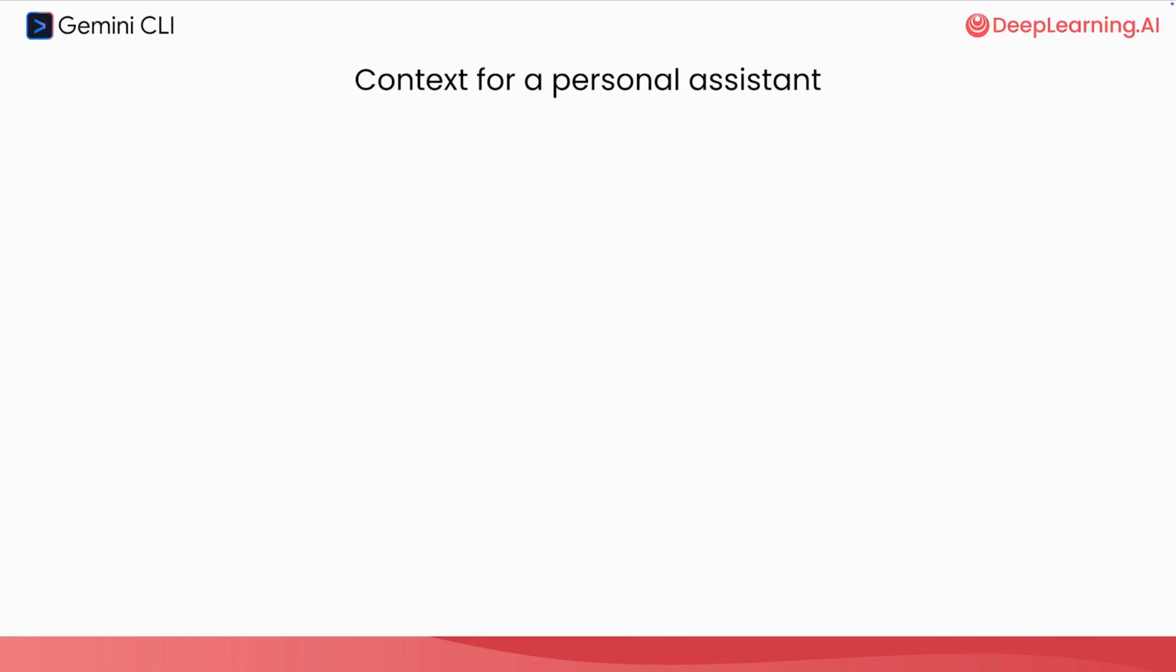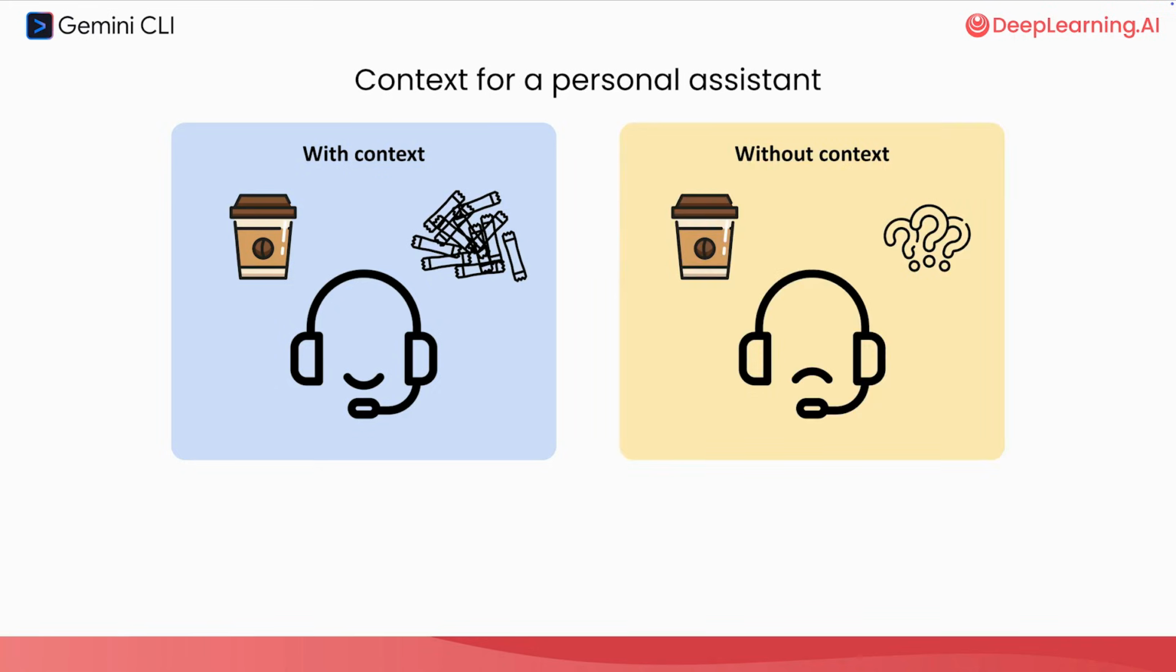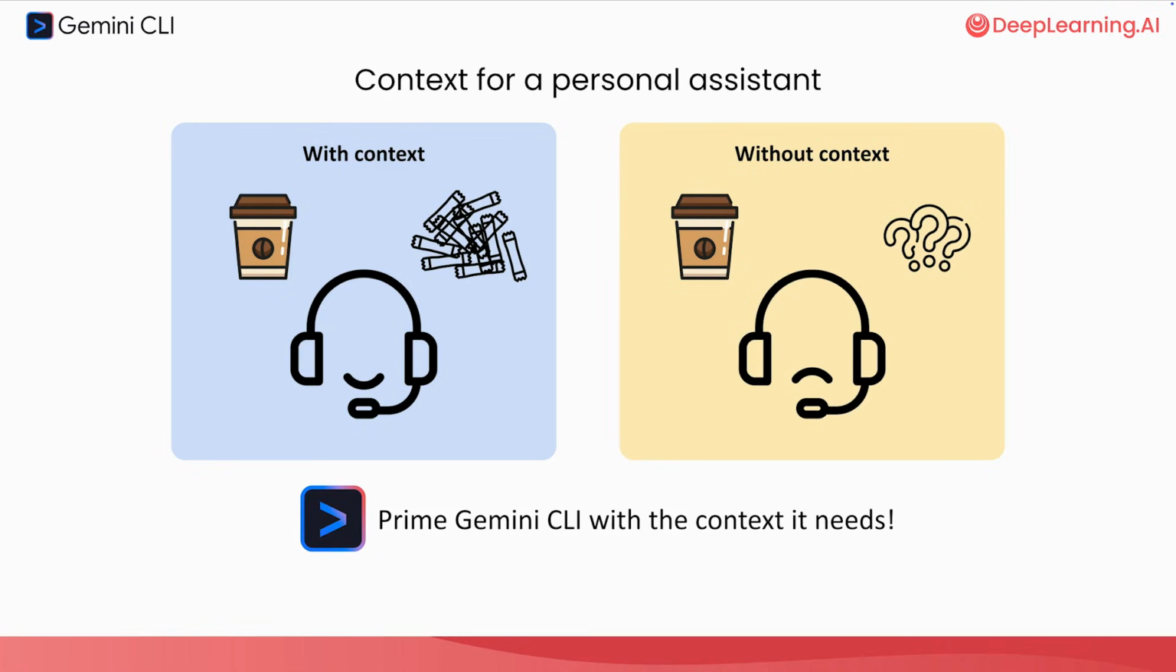Let's take a look. I like to think of context as if you're hiring Gemini CLI to be your personal assistant. You need to give context on what you like, how you do certain things. For instance, I like to take 12 sugars in my coffee. If an assistant was new on the job, they wouldn't know this information. This is also how we can think about it with Gemini CLI. We need to prime it with the context it needs in order to answer the queries and respond efficiently.